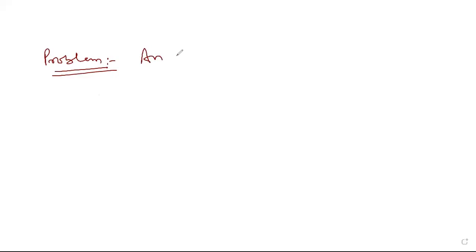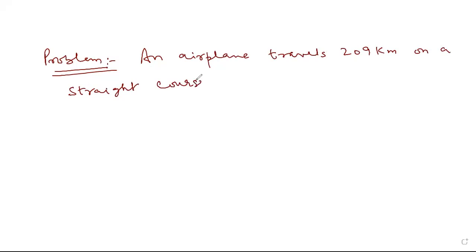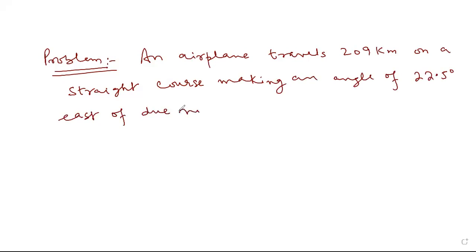an airplane travels 209 kilometers on a straight course, making an angle of 22.5 degrees east of due north.